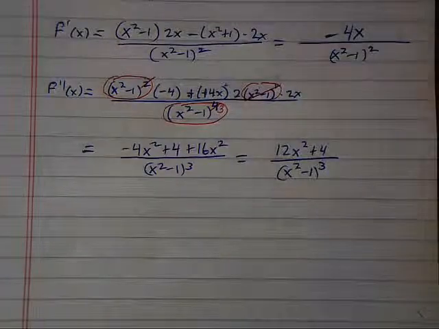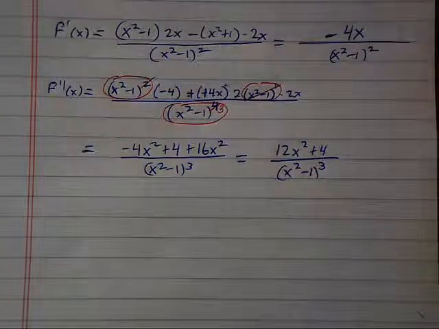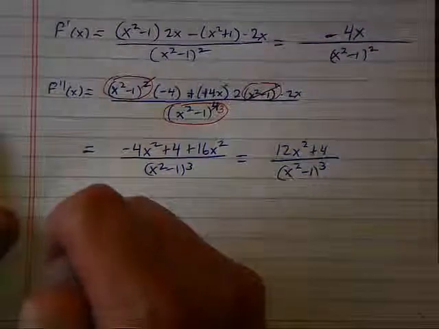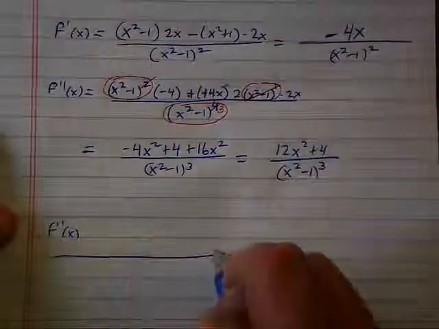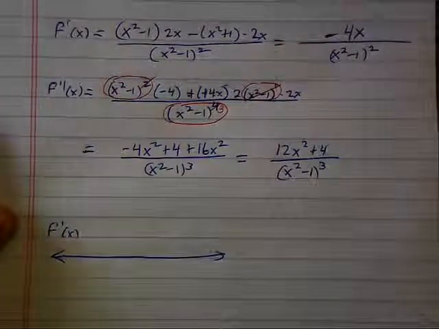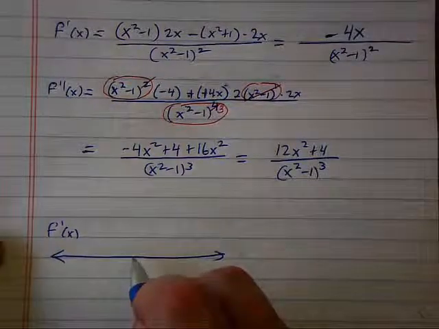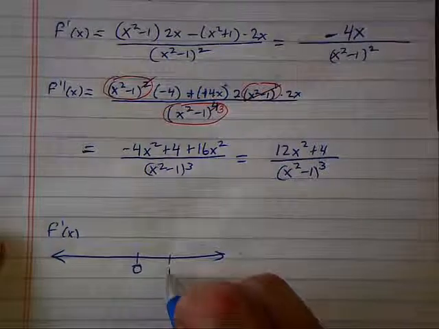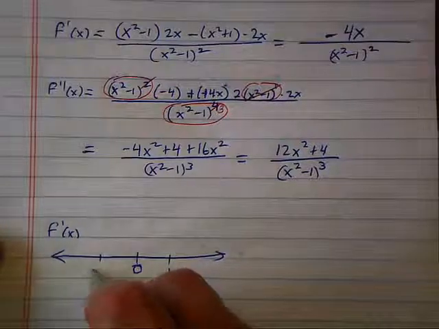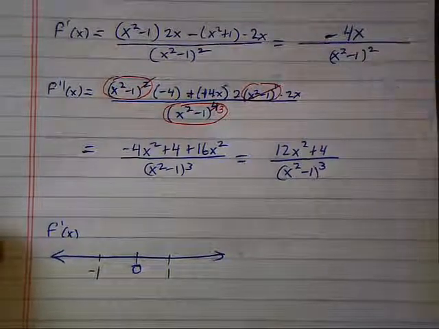All right, so increasing, decreasing. How do I do increasing, decreasing now? Set the first derivative to 0 and undefined. So here's my first derivative number line. What numbers do I mark on my number line for my first derivative? 0 and 1 and one more, negative 1. 0 gives me 0 on top. 1 and negative 1 give me 0 on bottom.